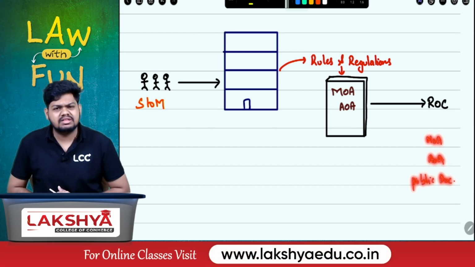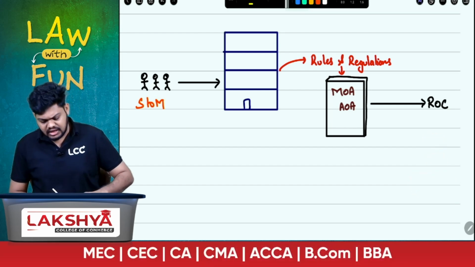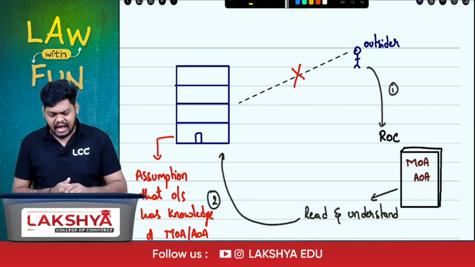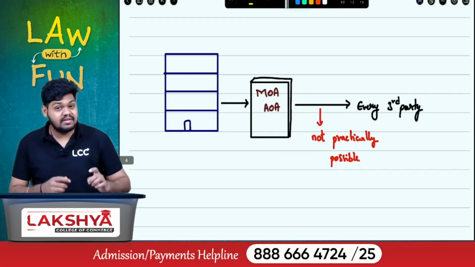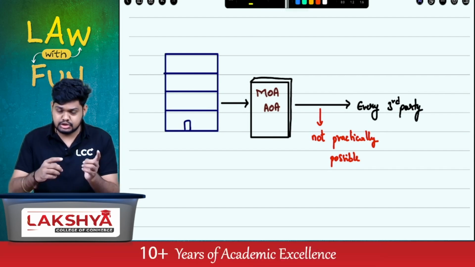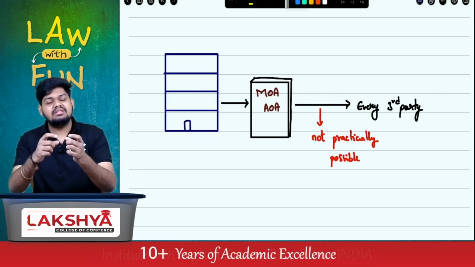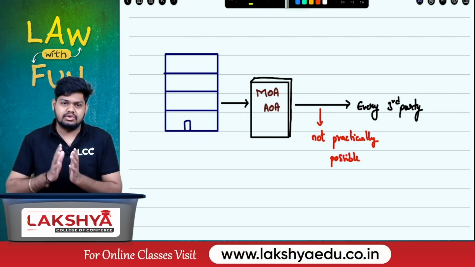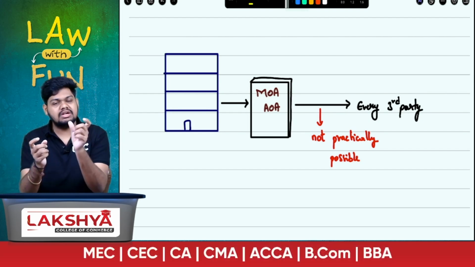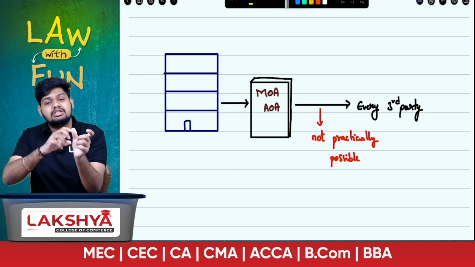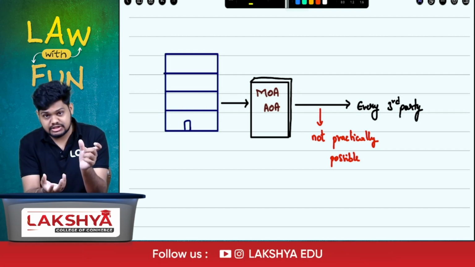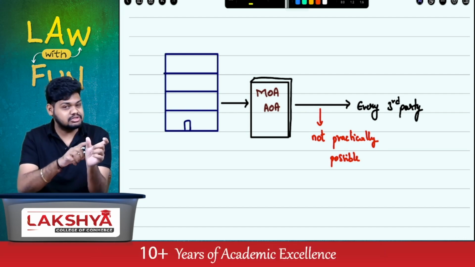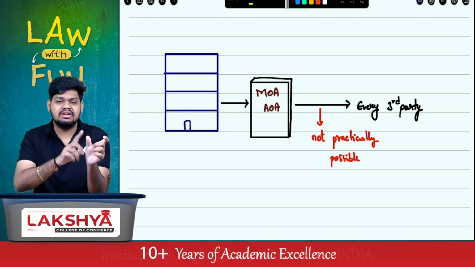Given the fact that they can be inspected by any person, now starts the logic of constructive notice. What do you mean by constructive notice, sir? Actually, the company should have given notice of its rules and regulations to the third party, but rather than giving the notice, we'll assume that we have given the notice. Constructive notice is a logic where we assume that notice of the MOA and AOA, the rules and regulations of the company, has actually been given to the third party. In fact, the documents are not given, but we take an assumption.